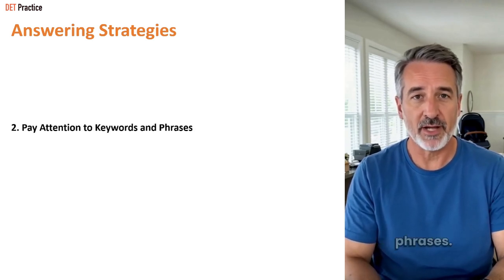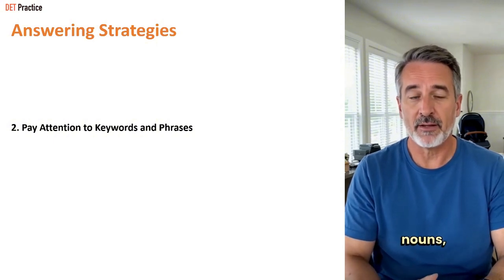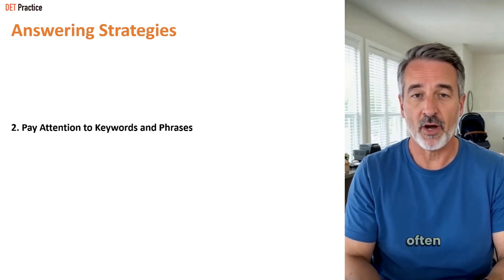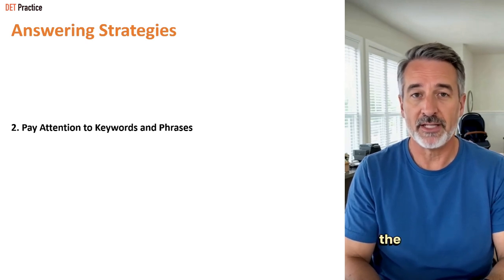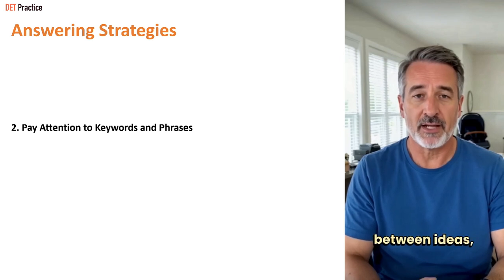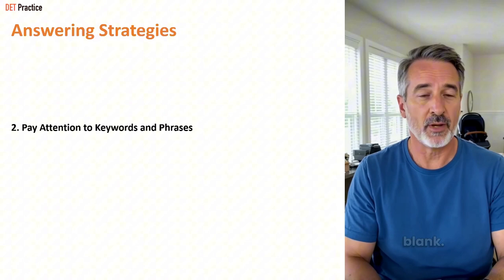Strategy number 2. Pay attention to keywords and phrases. Focus on the content words in the sentence. Nouns, verbs, adjectives, and adverbs. These words often provide valuable hints about what word would logically complete the sentence. Look for patterns of meaning, relationships between ideas, or contrasting concepts that might suggest what belongs in the blank.